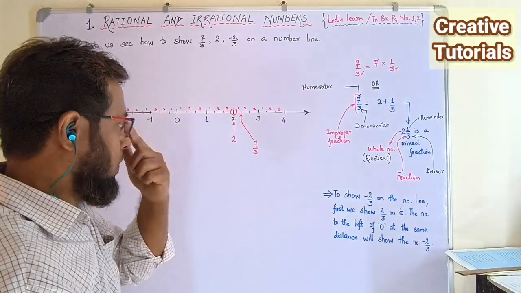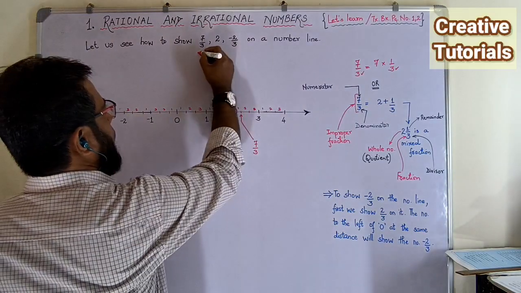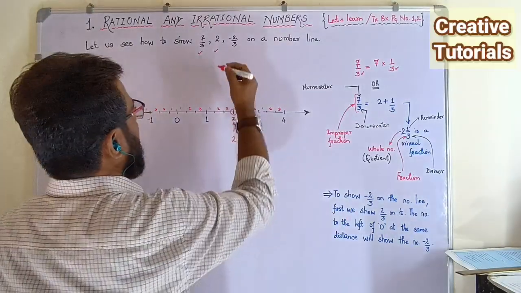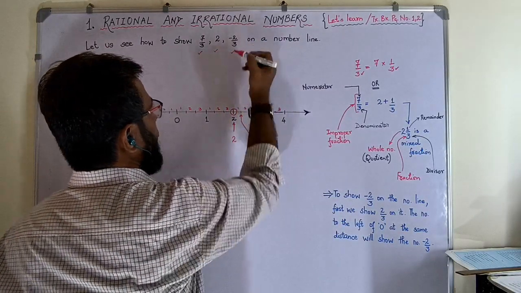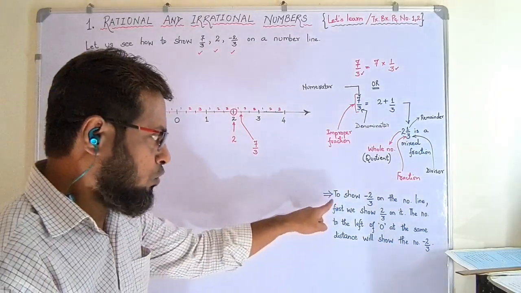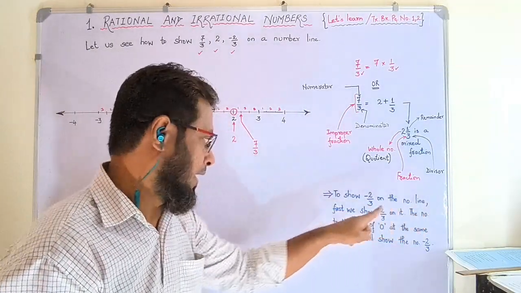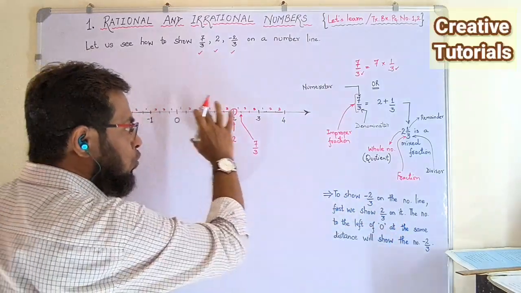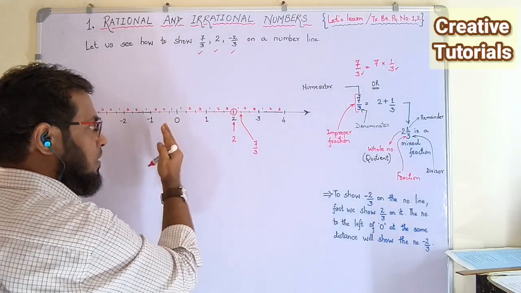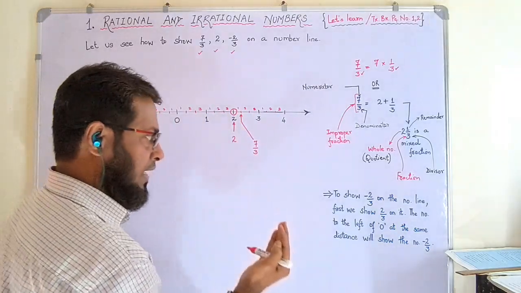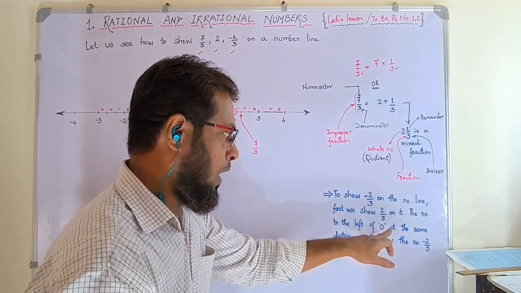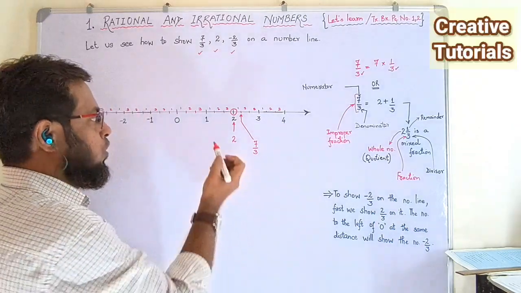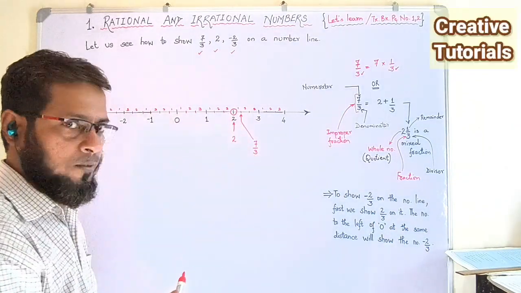Okay, now the question is, we have shown 7 upon 3 also on number line. We have shown number 2 also on number line. Now it's the time to plot minus 2 upon 3 on the number line. So what we will do to show minus 2 upon 3 on the number line, first we show 2 upon 3 on it. Okay, so first we show 2 upon 3 on this side, that is towards the right side of 0. Okay, and the number to the left of 0 at the same distance will show the number minus 2 upon 3. Correct? So let us first see where is 2 upon 3 over here.